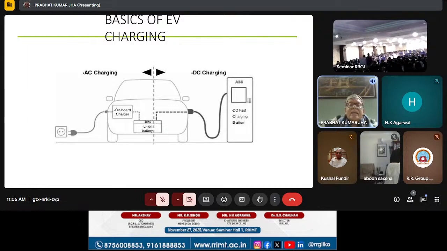If you see, the right side is DC charging, you can do it from that, and on the left side there is AC charging. So it converts the AC through the onboard charger, and the lithium-ion batteries convert it into DC. And somewhere there are DC fast charging stations also. AC charging stations will take a little more time.